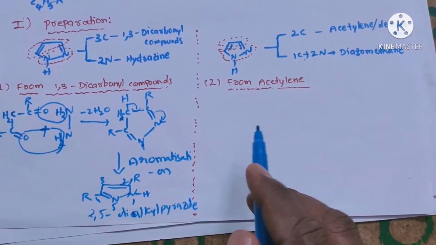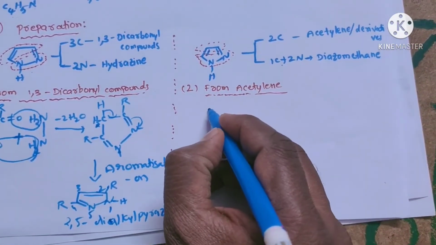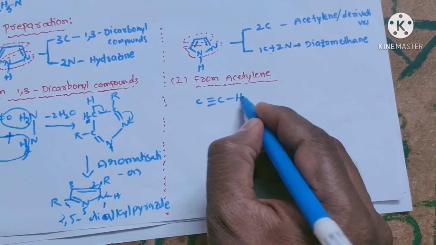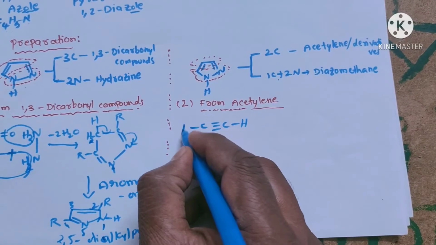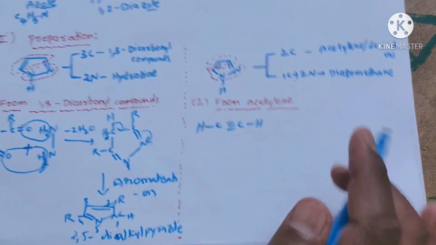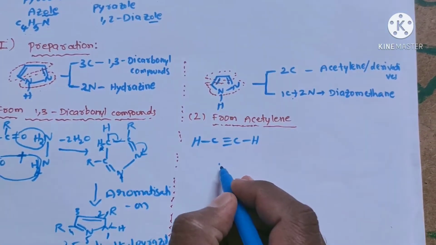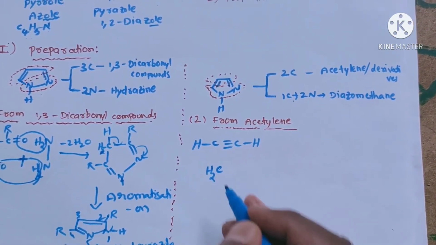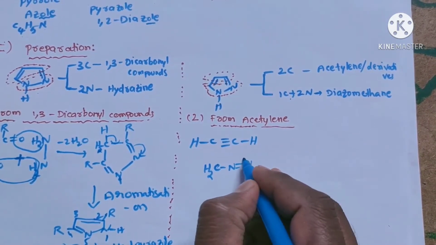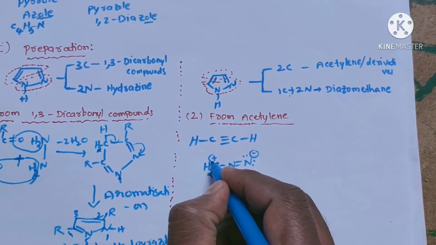Now we go for the preparation of pyrazole from acetylene. Here we can take acetylene or acetylene derivatives. For simplicity, we take acetylene, and for the other compound, we take diazomethane. The formula of diazomethane is CH2N2. So we write the expanded structure of diazomethane. In diazomethane, a negative charge is on the nitrogen atom and a positive charge is on the nitrogen atom.